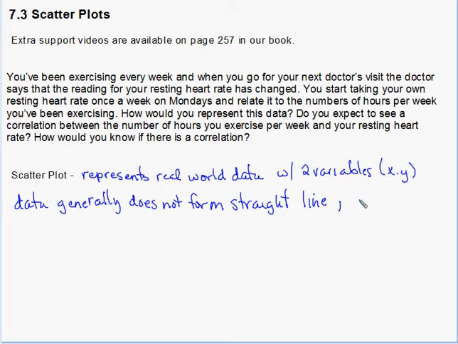Okay, the x value is the independent variable.